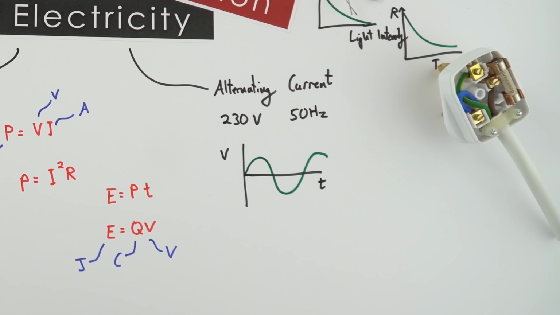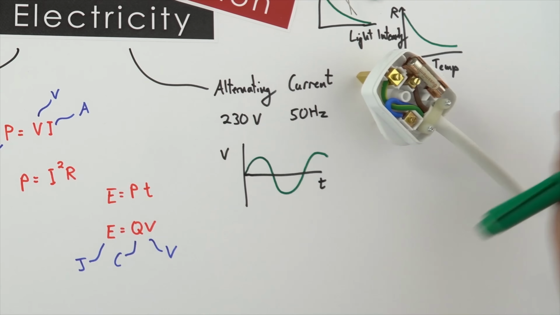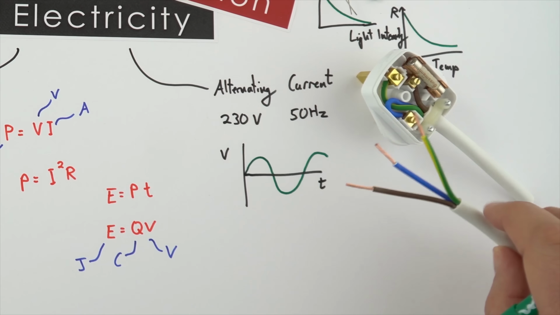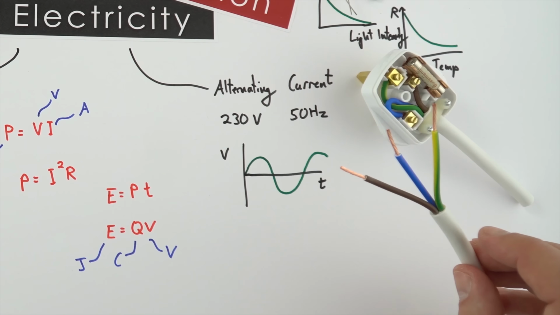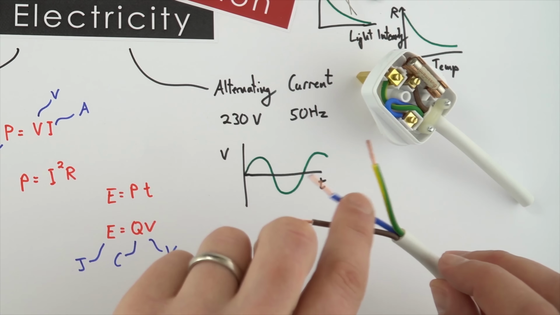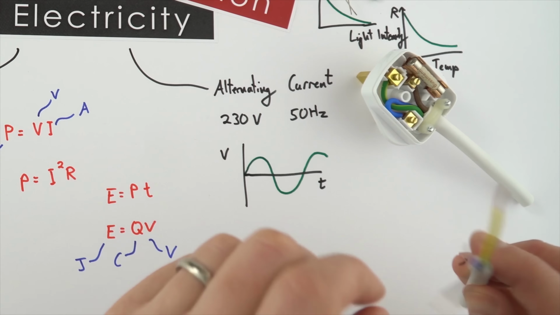Now, this is used in normal kind of household appliances. And what we often have is this three-core cable. So we have three different wires in the core of that cable.